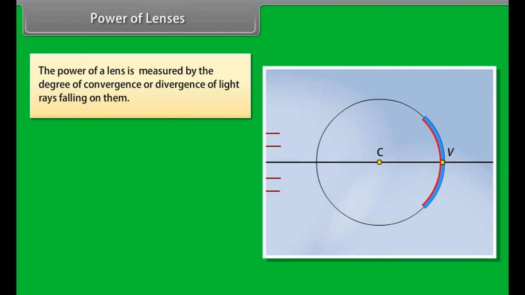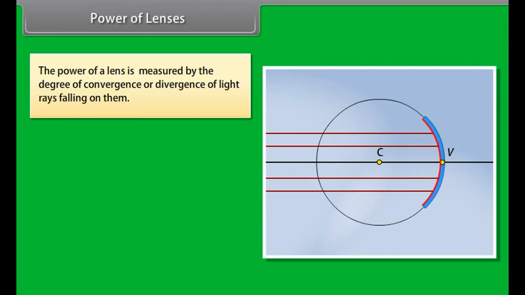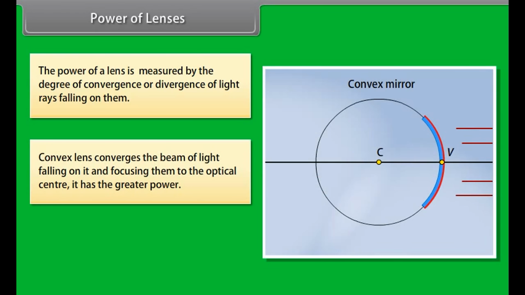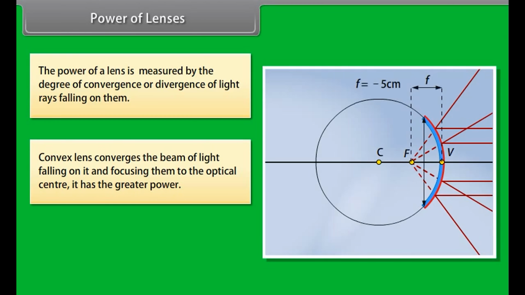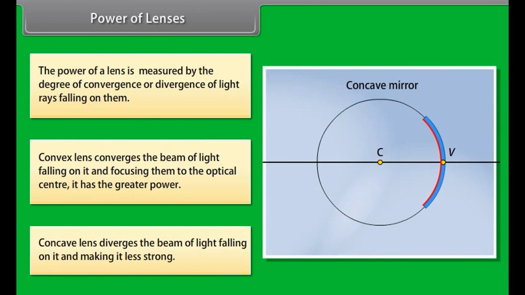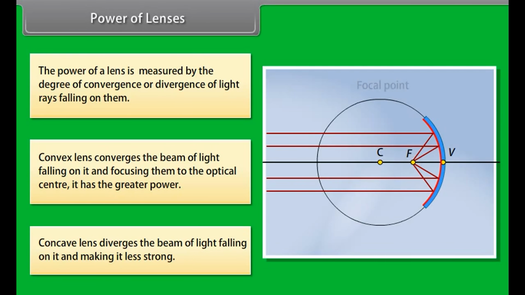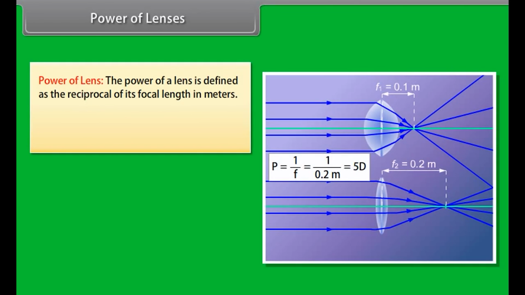Power of lenses. The power of a lens is measured by the degree of convergence or divergence of light rays falling on it. A convex lens converges the beam of light falling on it and focuses it to the optical center, so it has greater power. A concave lens diverges the beam of light falling on it, making it less strong. Power of lens. The power of a lens is defined as the reciprocal of its focal length in meters. Power of lens is equal to 1 upon focal length.